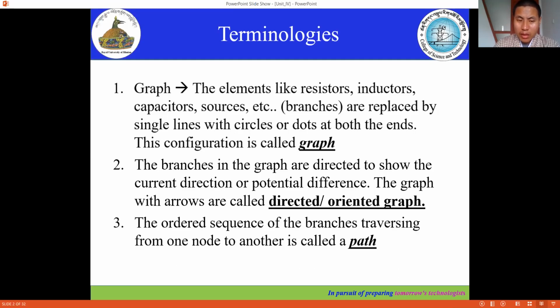Again it's the same example, the resistor connected in parallel with the voltage source. If you trace the direction of the arrow, then that line is called the path, which is simply the current flowing from the resistor and then through the voltage source, and then the circuit completes. Or, the ordered sequence of branches traversing from one node to another is called the path. So these are the terminologies. Again, we have more terminologies.